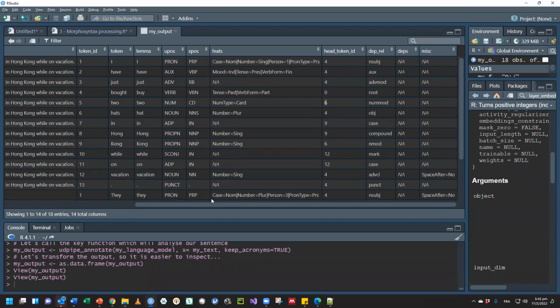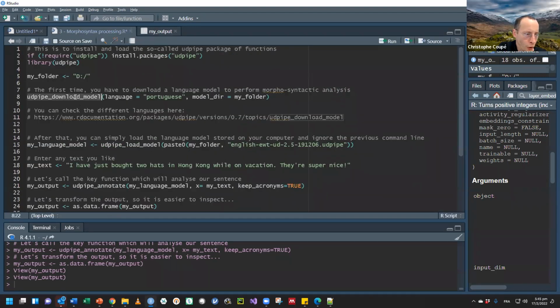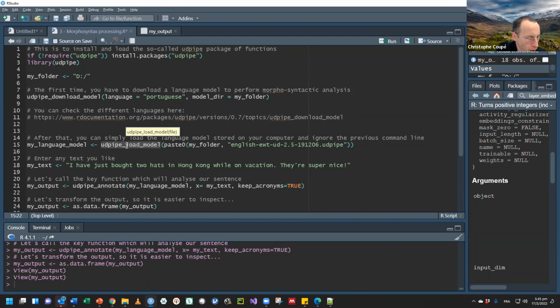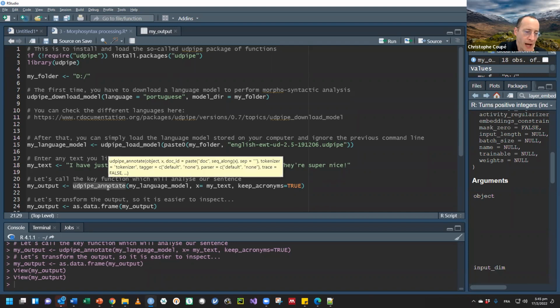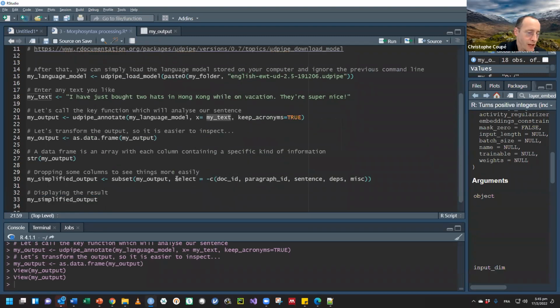So it's very detailed, okay? It does not always work, okay? It's not 100% perfect, but usually it's pretty good. Is it difficult to do? No. You download your model, you load it into the memory, you have the text you want to analyze, and you use UDPipe annotate, you give the model, you give your text, and you get the answer. As simple as that.